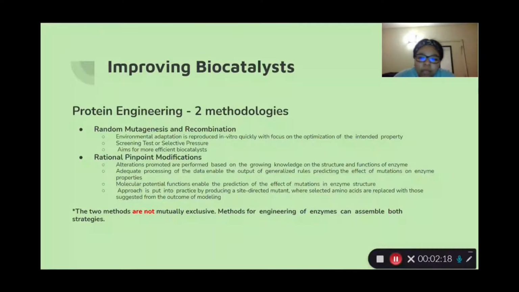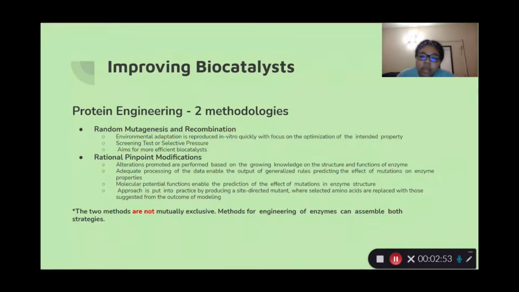Another important part about rational pinpoint modifications is that it utilizes computers. It is basically computer science, computer research. And even though computational research is fairly new, it is credible. And so, this research method is especially helpful, and it helps better lead random mutagenesis research. It is also important to note that these two methods are not mutually exclusive.